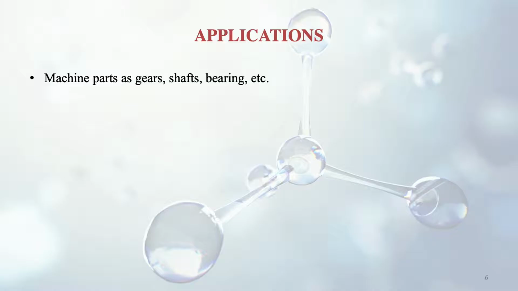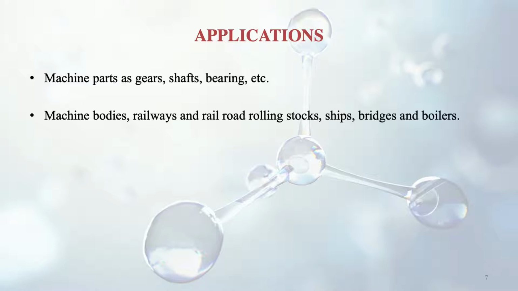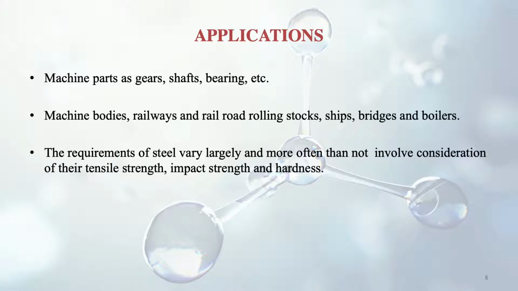So applications of steel, everywhere it is used. You can see in the common life applications also. Machine parts, like there are gears, there are shafts, bearings, everything. Machine bodies, railways and railroad rolling stocks, ships, bridges, boilers, so many examples are there. The requirements of steel very largely and more often than not involve consideration of their tensile strength, impact strength and hardness. So the properties of steel are such that makes it so excellent for different kinds of uses.